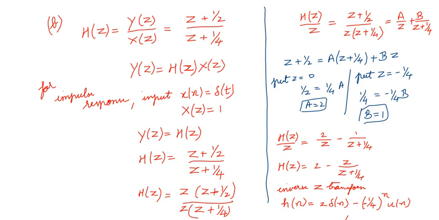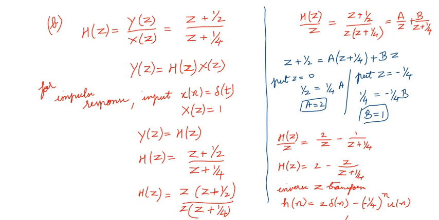Y of z equals H of z. This is the output, because the input is an impulse, so X of z becomes 1. Again, a very important step: I am multiplying the numerator and denominator by z, and bringing this z to the left side denominator.